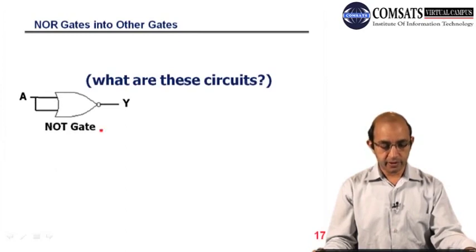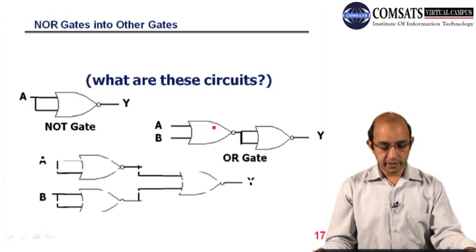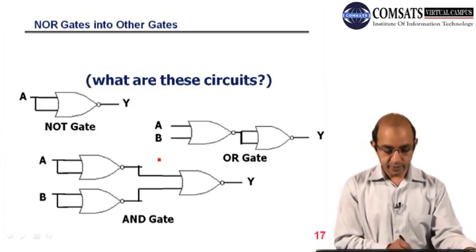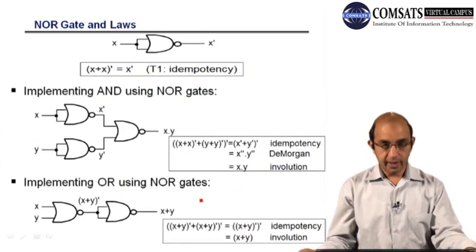So this is the NOT gate. If I compute this, this is the OR gate, and this is the AND gate. So this is A bar, B bar, so I will have A bar plus B bar whole complement. Break the line, change the sign, A double bar dot B double bar. So this is the functionality of an AND gate.